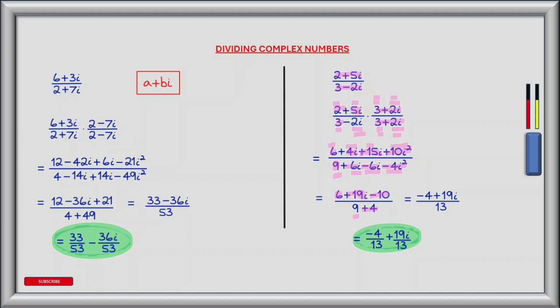And simplifying this further, 6 minus 10 gives minus 4, plus 19i, divided by 9 plus 4, which is equal to 13. So we now have a real number in the denominator. And putting this in the form a plus bi, we have our final answer of minus 4 divided by 13 plus 19 divided by 13 multiplied by i.